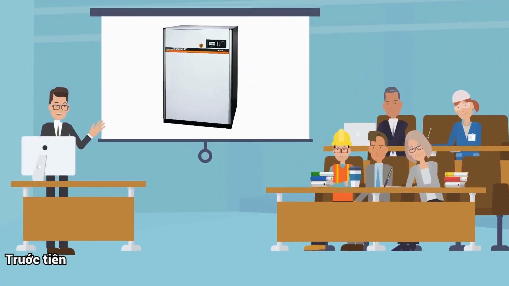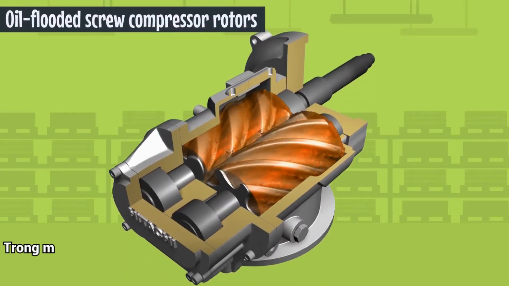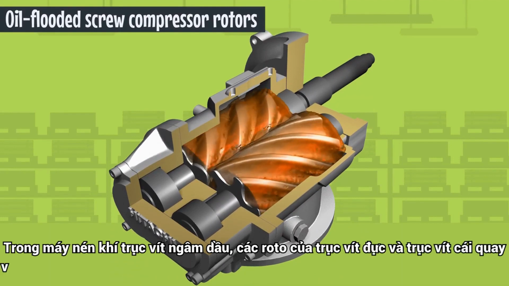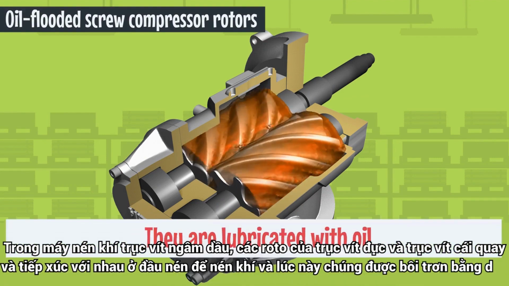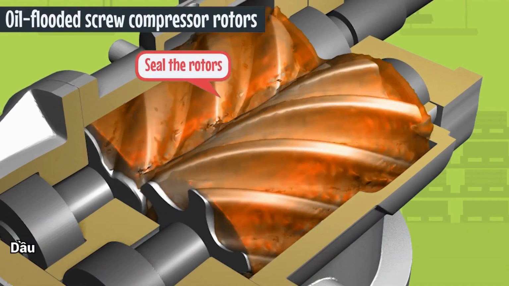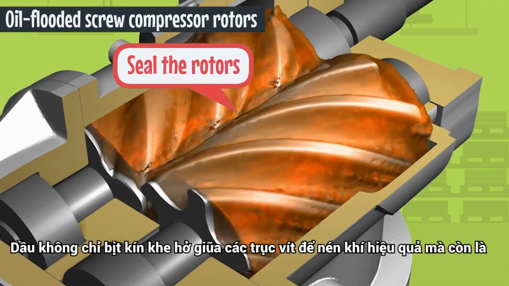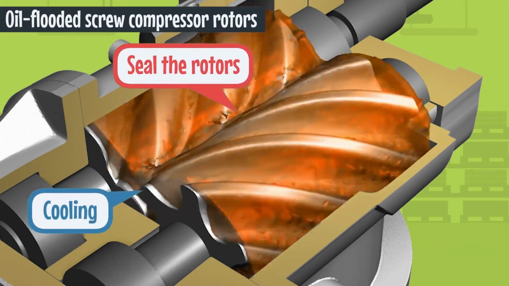First, let's take a look at the role of the oil and the oil separator in the air compressor. In the oil-flooded screw compressor, the male and female screw rotors rotate while being in contact with each other in the air end to compress the air, and at this time, they are lubricated with oil. The oil not only seals the gap between the rotors to compress the air efficiently, but also cools the compressed air that has reached a high temperature.